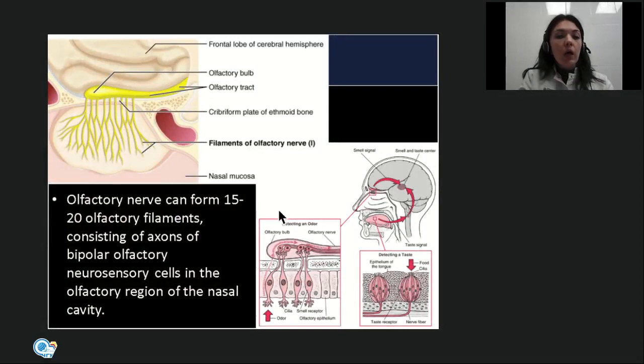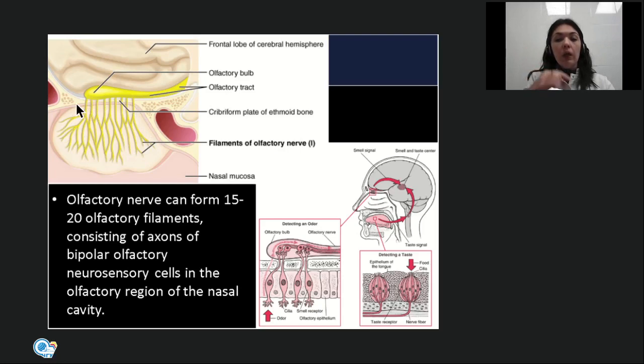So olfactory nerve forms 15 to 20 olfactory filaments consisting of axons of bipolar olfactory neurosensory cells in the olfactory region of the nasal cavity. So here in the olfactory region of the nasal cavity, bodies of the bipolar cells are located, and the axons enter the cranial cavity, and they reach the olfactory bulb. Olfactory bulb is like an expansion where olfactory nerves end, and backward from the olfactory bulb, olfactory tract starts. So actually part of peripheral nervous system is only this, yes, olfactory nerves.